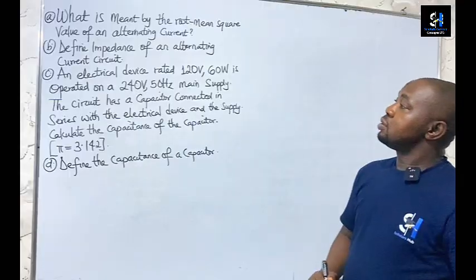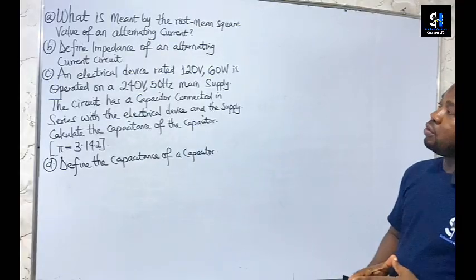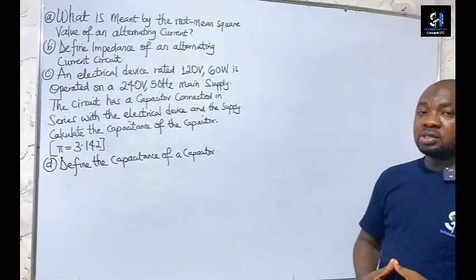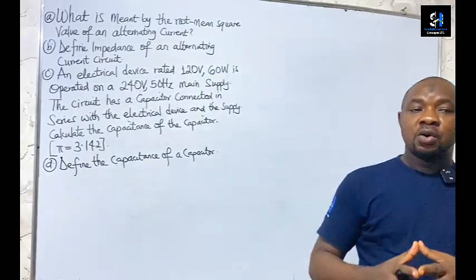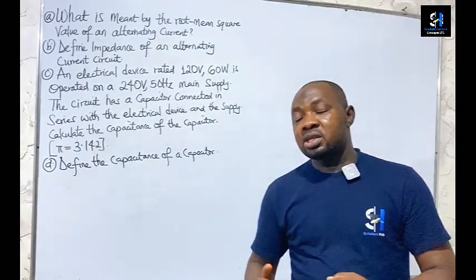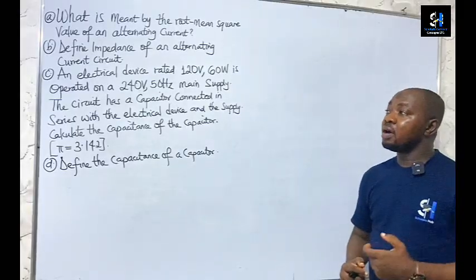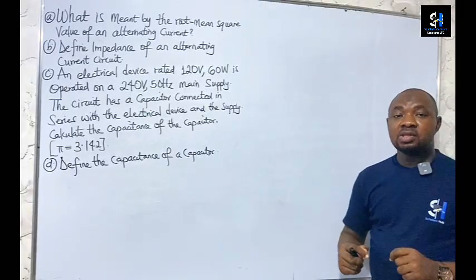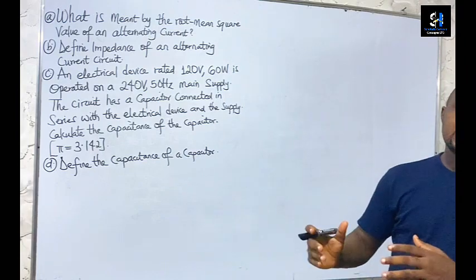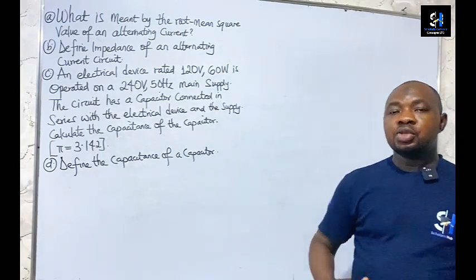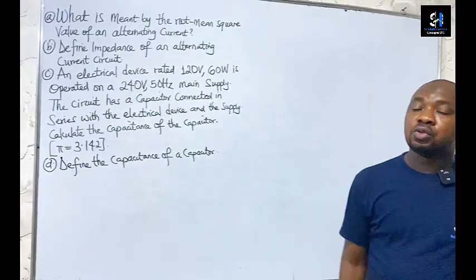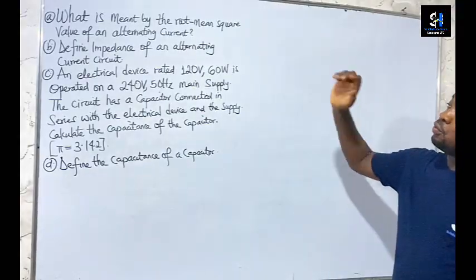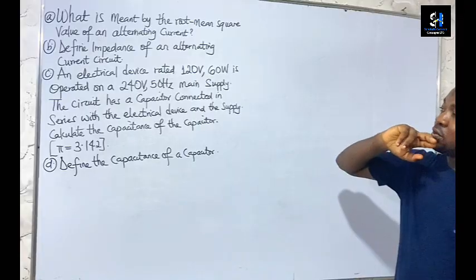So root mean squared value of an alternating current is the effective value of alternating current in a circuit, or it can also be defined as the value of a steady state or DC current, that is direct current, which produces the same heat in the same time in the same conductor. So that's in the case of root mean squared value of an alternating current.